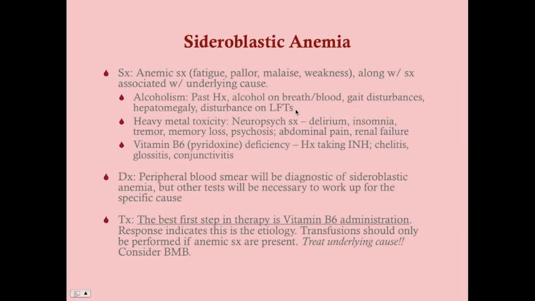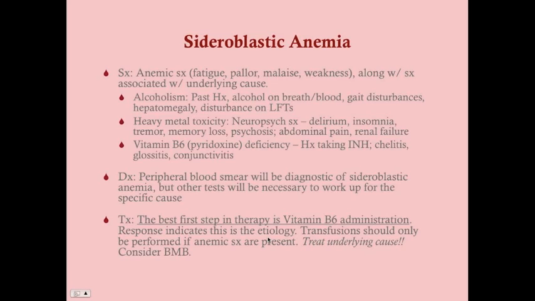In most patients, they're going to respond to it and the anemia is going to clear. If they respond to vitamin B6 therapy, that indicates that that's the etiology. If they have a history of alcoholism, then that could be the cause. If they've got a history of taking isoniazid, or if they've got cheilitis, glossitis, or conjunctivitis, then it's a direct vitamin B6 deficiency. So a B6 response will indicate that that's the etiology. But we always start them with a trial of B6.